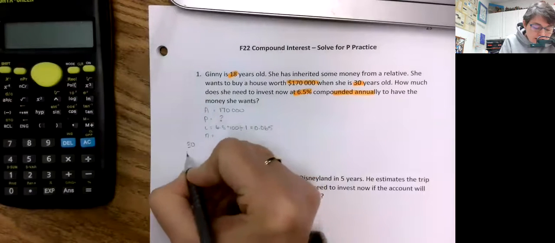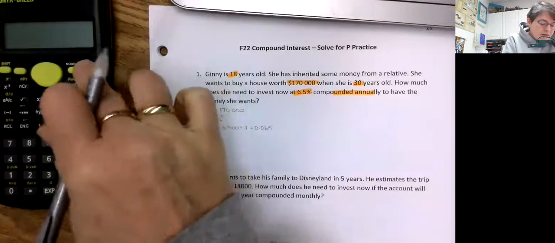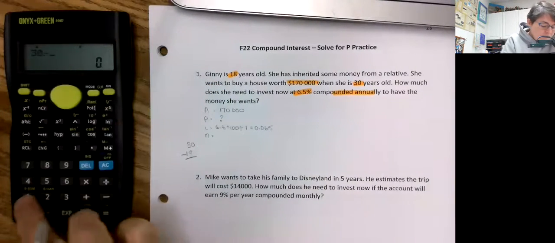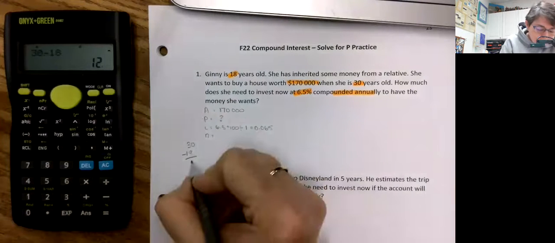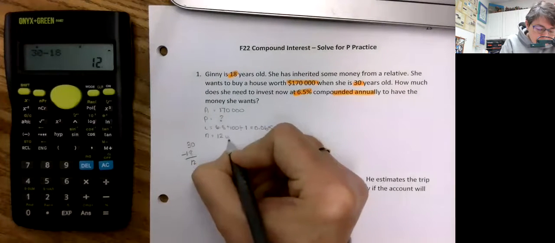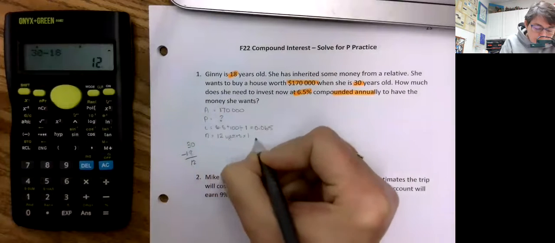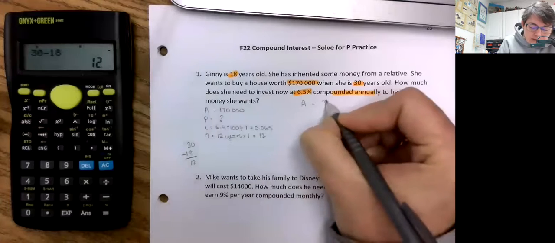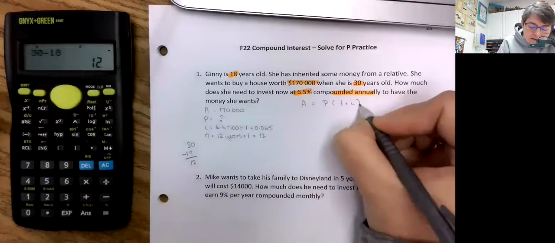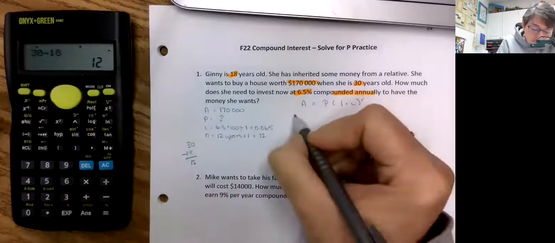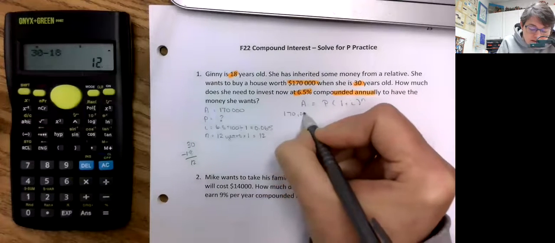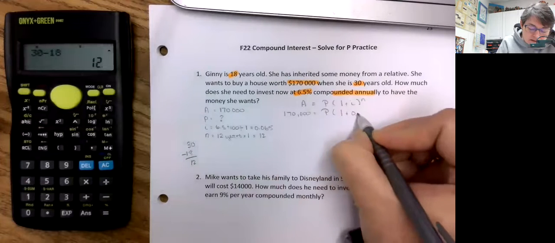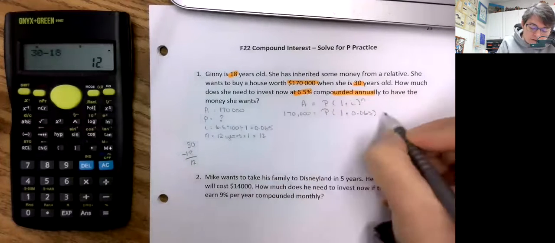And okay, so she wants to do it when she's 30. She's 18 now. That should be 12. But I really don't want to do an entire question wrong. Yeah, 12. That's going to be 12 years times 1 is 12. Okay, here we go. A is equal to P times 1 plus I to the N. 170,000 is equal to P times 1 plus 0.065 to the 12.